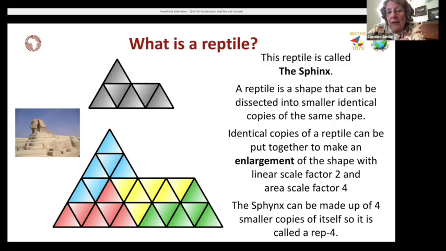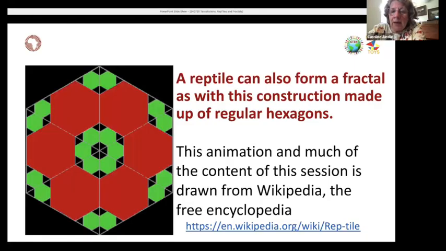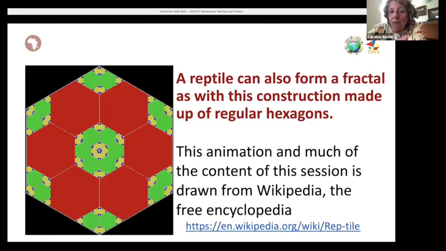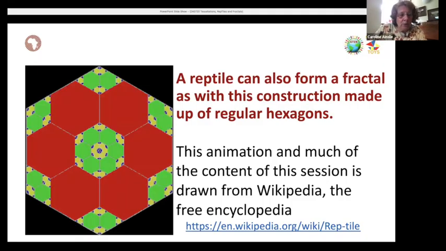And this is called a rep-4 because 4 of the original shape, the original reptile, makes a scaled up repeat of itself. Now, reptiles make fractals. You can see this one that's made up of regular hexagons, and these are lovely animations which you can get on Wikipedia.